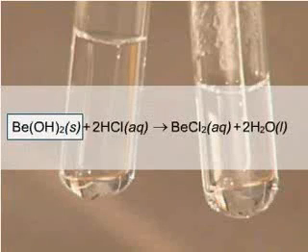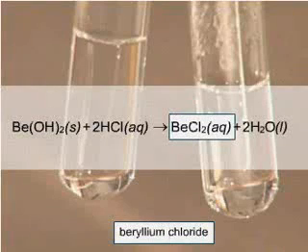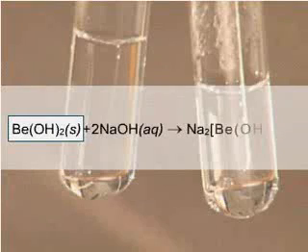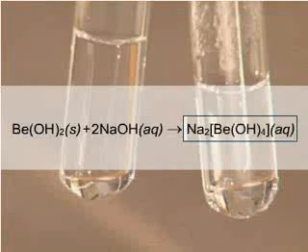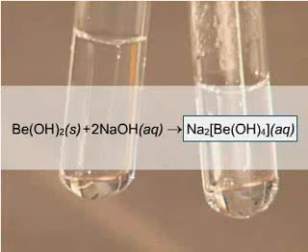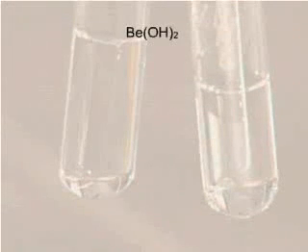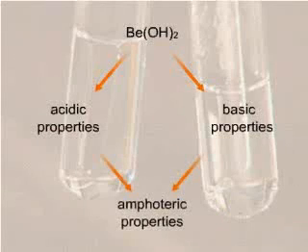Beryllium hydroxide reacts with hydrochloric acid to give beryllium chloride. Beryllium hydroxide also reacts with sodium hydroxide to produce sodium beryllate. This means that beryllium is part of the anion in this compound. Beryllium hydroxide shows both acidic and basic properties. We say that this compound has amphoteric properties.